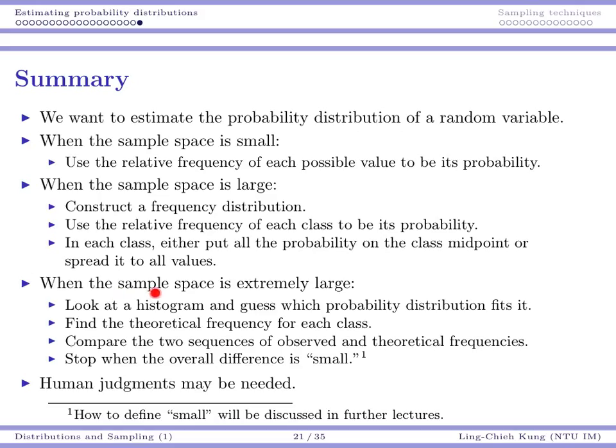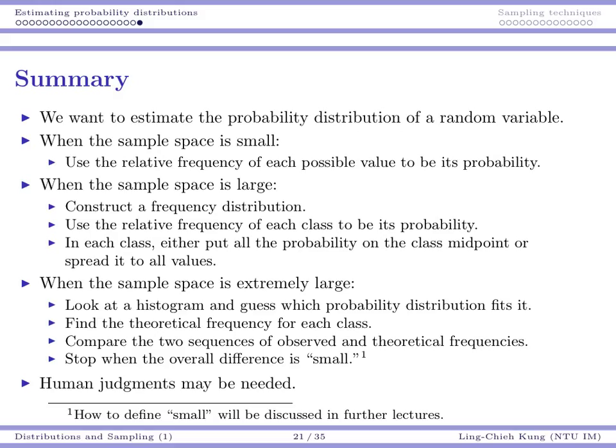Finally, when the sample space is extremely large, it's typical and it's better to use a continuous random variable, a continuous distribution, as our estimation. First, look at your histogram, and that gives you some hint about the potential probability distribution. Then you construct one and find the theoretical frequency for each class. And then you have two sequences. You have the observed and the theoretical frequencies. Compare them and stop when you are satisfied about the overall difference, when you feel that they are close to each other enough.